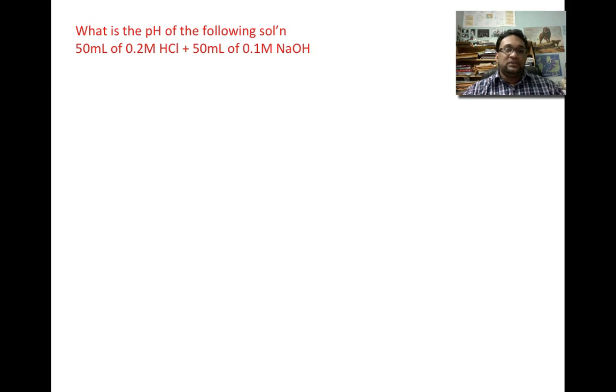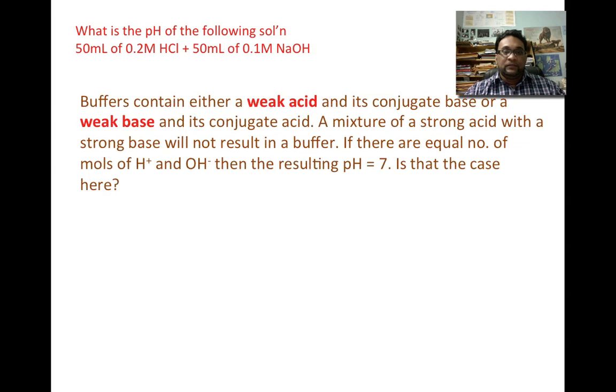Alright, so the first question is, what is the pH of the following solution? 50 ml of 0.2 molar HCl plus 50 ml of 0.1 molar NaOH. So the first question you have to ask yourself is, is this a buffer system? You should remember from your previous lecture that buffers contain either a weak acid and its conjugate base, or a weak base and its conjugate acid.